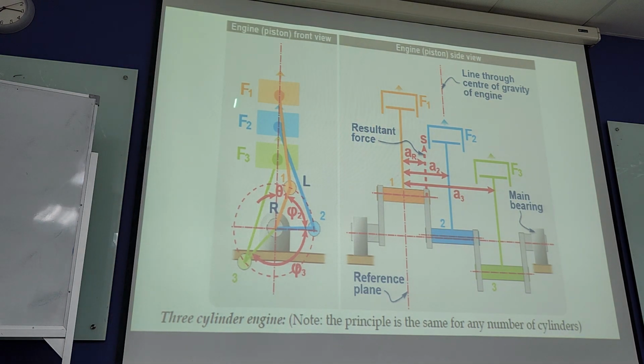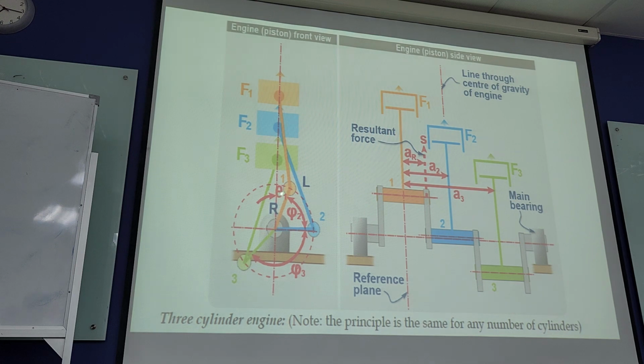The 3-cylinder engine, the front view. You can see cylinder 1, cylinder 2, cylinder 3. Cylinder 1 is the crank basically, and the angle of this is theta 1. So theta 1 is the crank angle for piston 1. Then phi 2 is the angle between 1 and 2 measured clockwise. Similarly, phi 3 is the angle between 2 and 3.